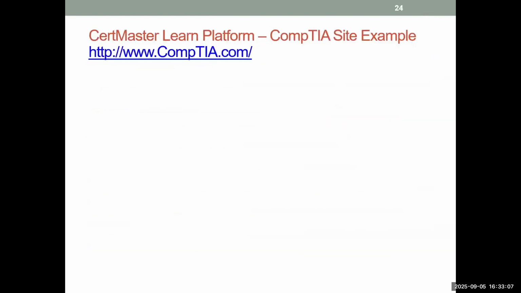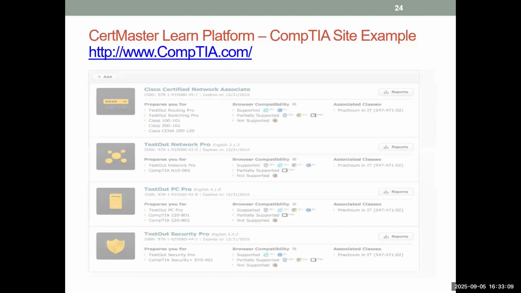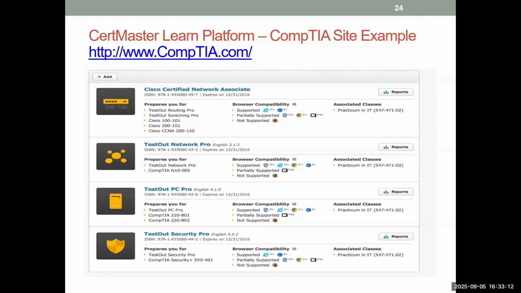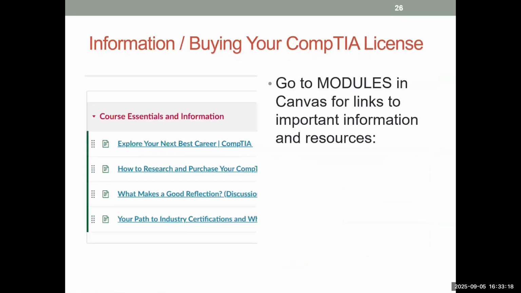All right. So here's kind of what it looks like, what you'll see when you go there. Oh, I'm sorry, this still has the test out stuff. My apologies. Ignore that one. So again, go to modules if you want information or want to download or look at what makes a good reflection, your path to industry certifications, all of that we just talked about.